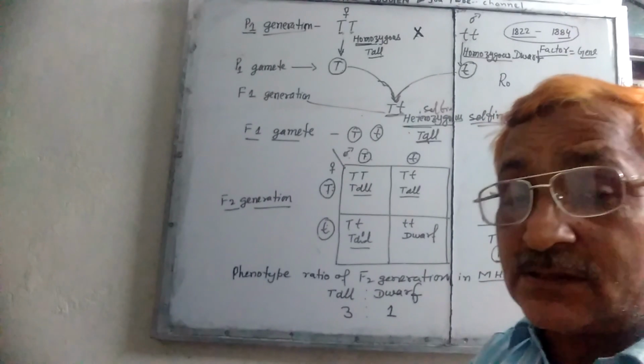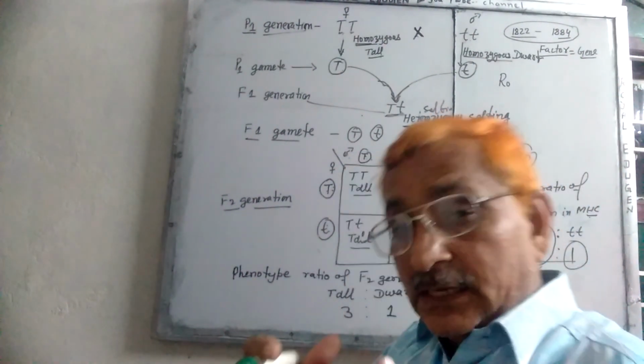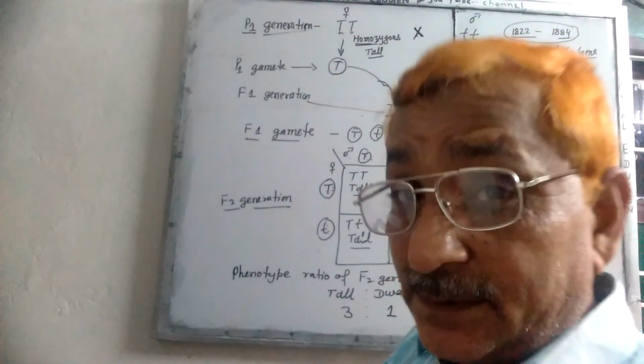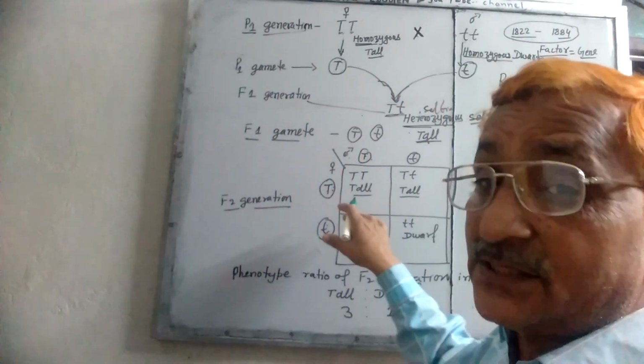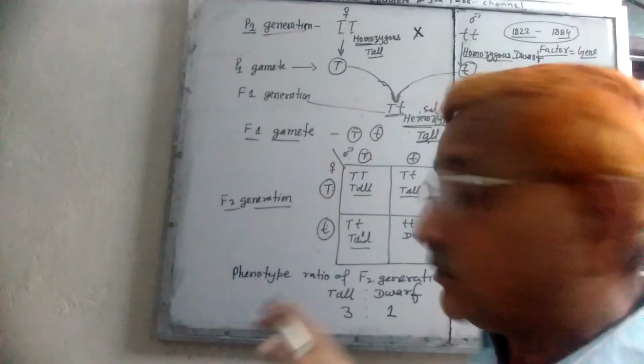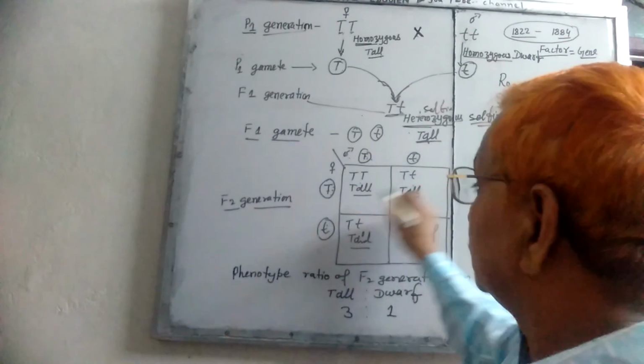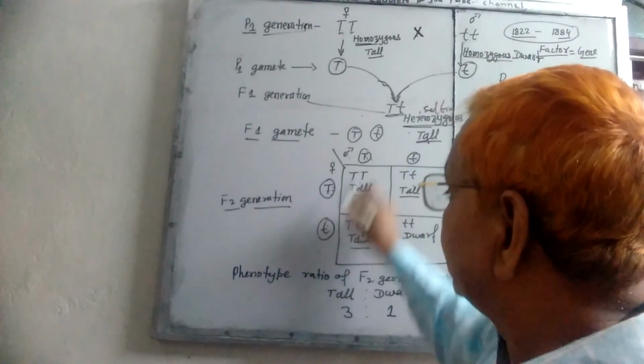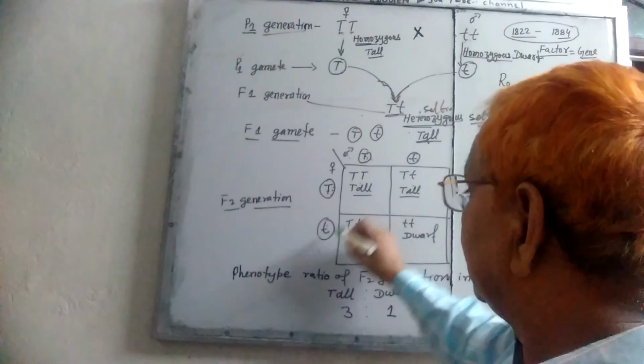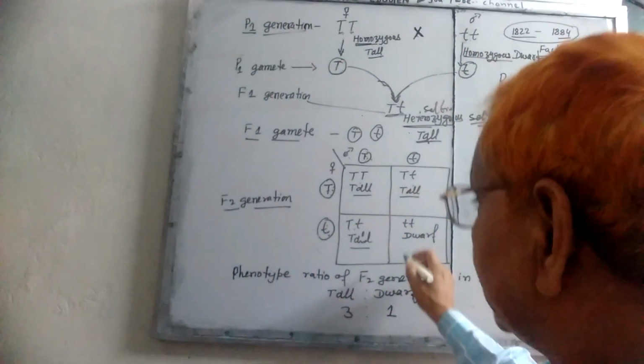Any male gamete can align with any female gamete. So this probability we can express through a Punnett square. So capital T capital T, capital T small t, again capital T small t, and small t small t. These are the genotypes.